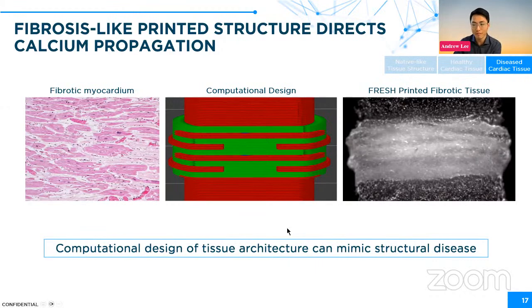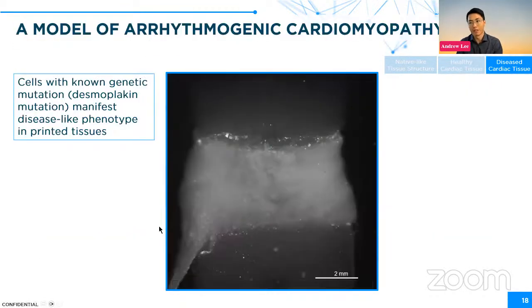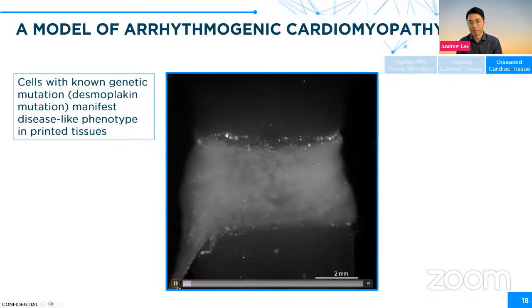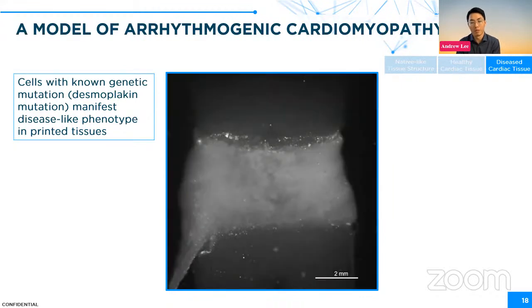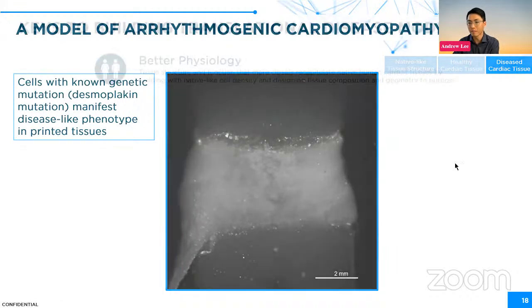And then lastly, we've also started to incorporate a lot of these genetic cells with known genetic mutations, where we're able to start to print them, put them into the tissues, and manifest some disease-like phenotypes in our printed tissues. In this case, it is a desmoplakin mutation, which interferes with the cell-cell physical connection between cardiomyocytes.